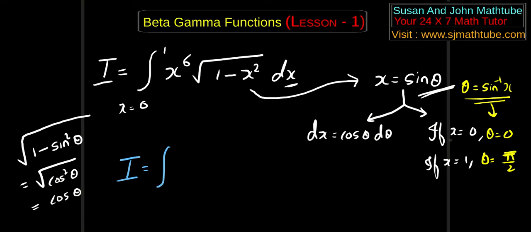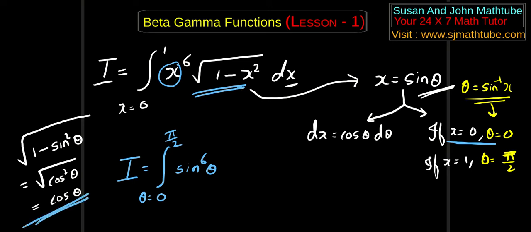So when x equal to 0, what should I write for theta? And here we write theta equal to pi by 2, x to the power 6. So that will be sine theta to the power 6. So sine to the power 6 theta. And this one I already showed you what happens. It becomes cos theta, and dx is right over here, cos theta d theta. Now let's simplify this and write it on the next page.